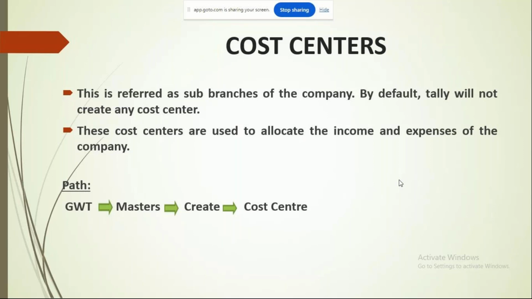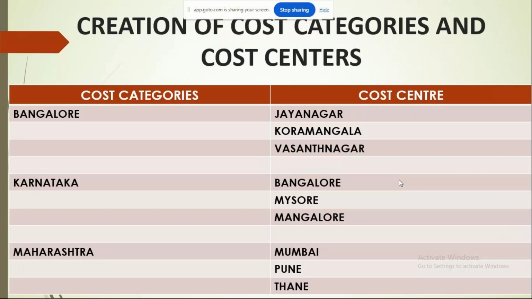From Gateway of Tally, we go to Masters, then the Create option, and we have the cost center available. So it is the same path which is applicable even for the cost centers as well. Okay, so now let me show you the table here. This gives you much more clarity on how we can use these cost categories and cost centers.